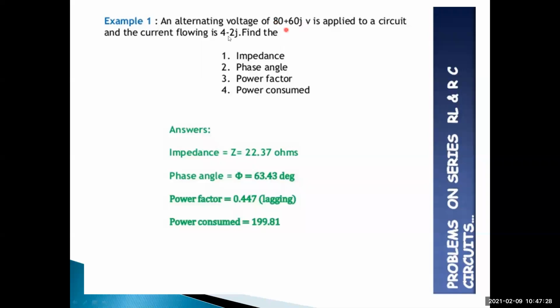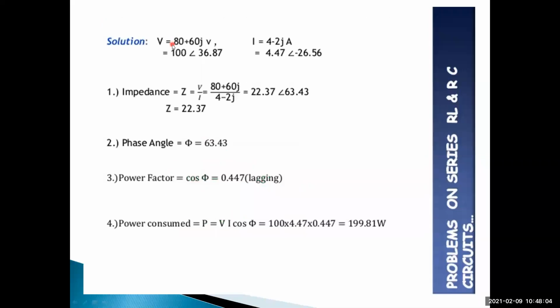This is the voltage, and this is the current. Then what is the impedance? Z is equal to V by I. So, like this. Then V is equal to 80 plus 60j volts.